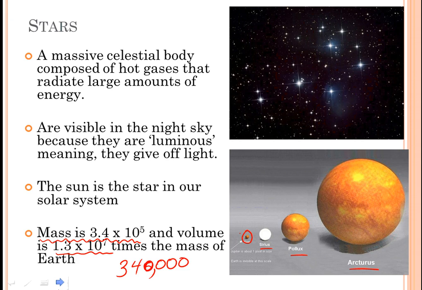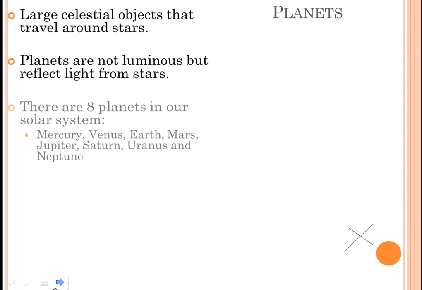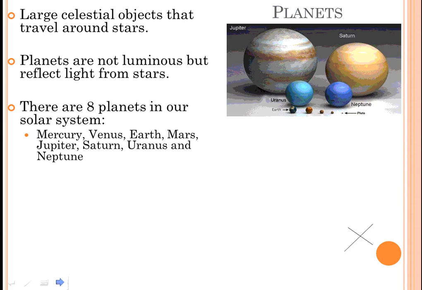So after looking at stars, of course, we have to look at planets. And planets are large celestial objects traveling around stars. They do not give off light. And of course, we have the 8 planets in our solar system. So Mercury, Venus, Earth, Mars, that's your 4 terrestrial planets. And then Jupiter, Saturn, Uranus, and Neptune, and that's your 4 gaseous planets.